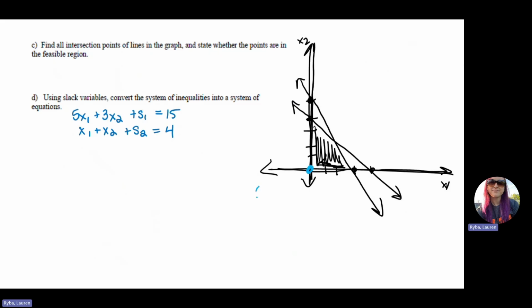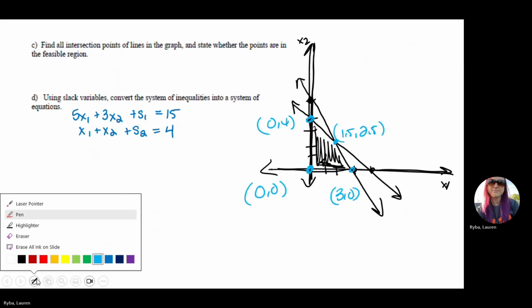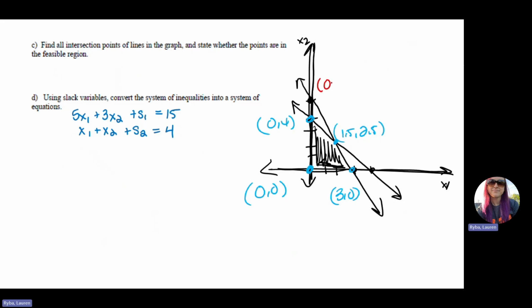So you should see the point 0, 0. You should see the corner point 3, 0. You should see this corner point 0, 4. And then this corner point here was the 1.5, 2.5. And those 2 additional points that we found, I'll mark them in red because they're not counted, 0, 5 and 4, 0. Those ones are outside of the shaded region, so we could not use them. These are the final 4 that we check.